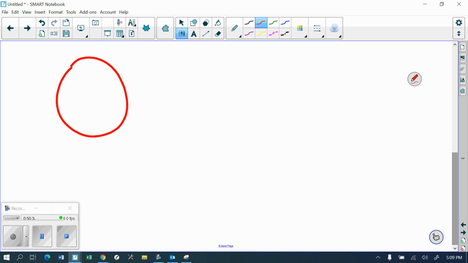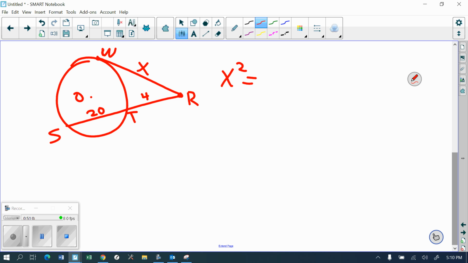So tangent, secant. Let's just say we don't know what that is, but we know this is 4 and this is 20. My equation would be x squared, because it's a tangent so I know to square that, equals the outside 4 times the whole, 20 plus 4. So I have x squared equals 4 times 24.